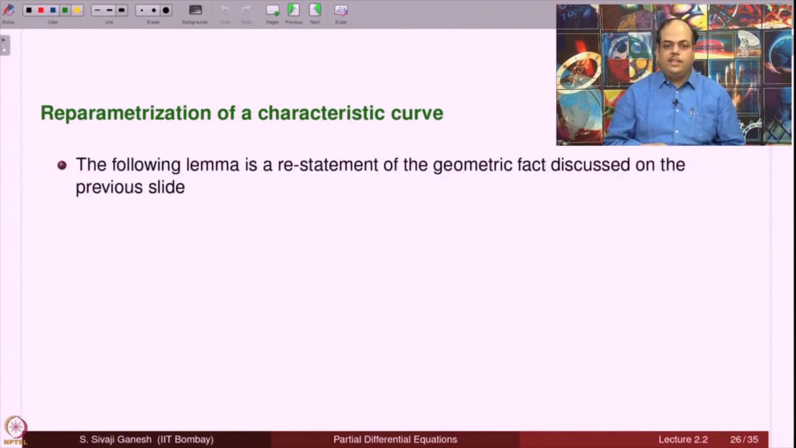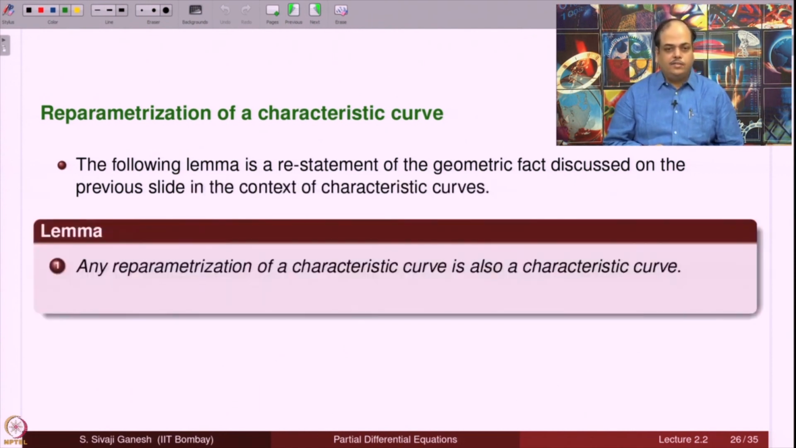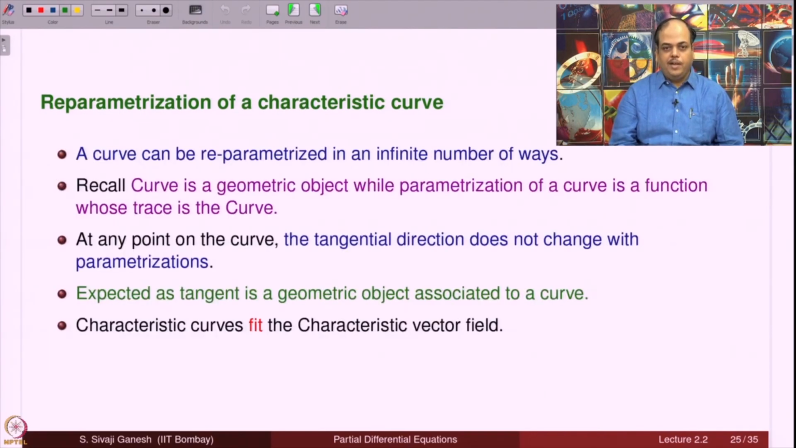So the following lemma is a restatement of the geometric fact discussed on the previous slide in the context of characteristic curves. Any reparameterization of a characteristic curve is also a characteristic curve. Remember, it is not about a curve, it is a characteristic curve. It means the tangent should be the characteristic direction. In this context is the statement made here, the last one. You know that the characteristic vector field is the same, and tangents are geometric objects, and characteristic curves are those that fit this. Therefore, this lemma is expected.